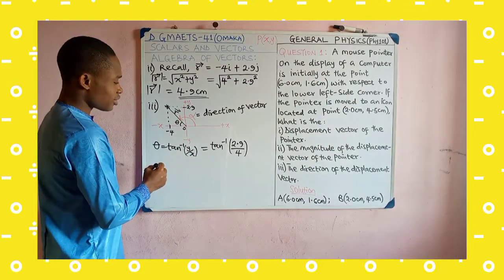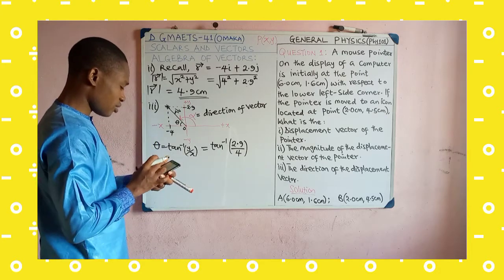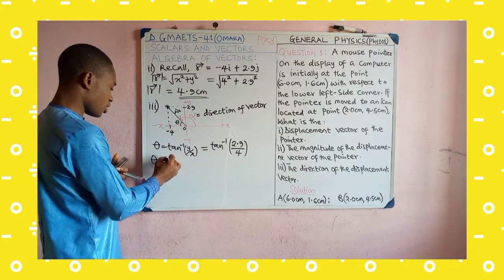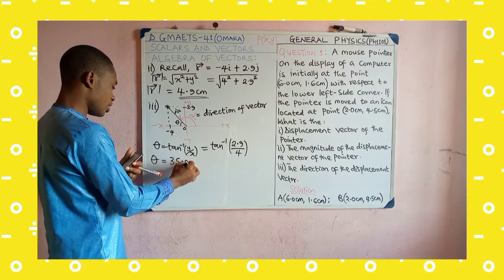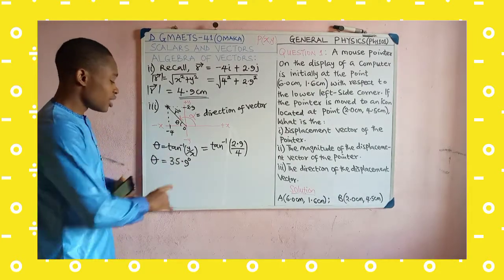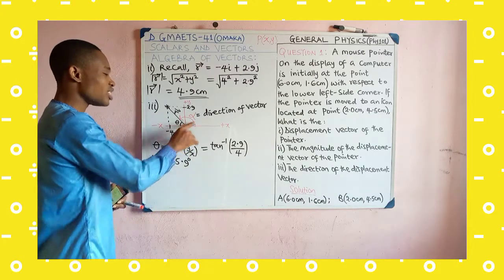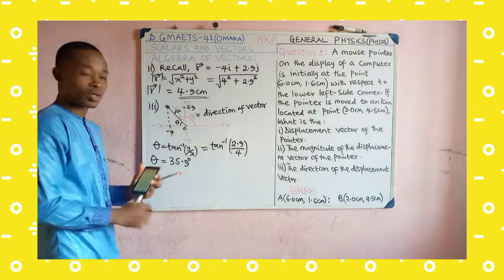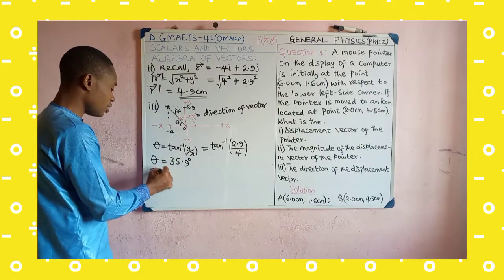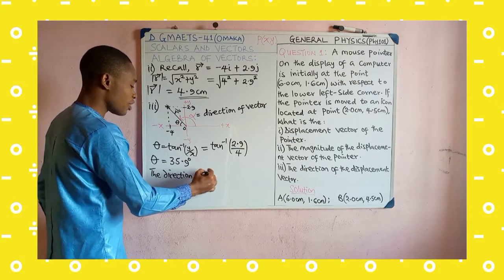So if we do that, theta is going to give us, let's find out please, tan inverse of 2.9 all over 4 in brackets. Okay, so it's giving me 35.9 degrees. 35.9 degrees. This is not the actual direction of the vector because the vector is not in the first quadrant. Look at it in the second quadrant. So to get this alpha now, the direction alpha will now be the direction of the displacement vector.